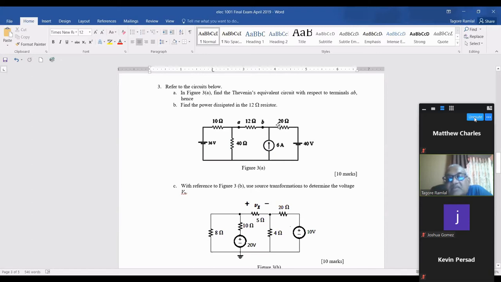I have two branches, you know. Okay, so VB minus 40 on 20, minus 6 is equal to 0. So using that now to find the voltage at B. So VAB will be equal to VA minus VB. All right.